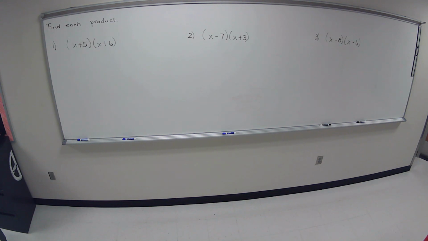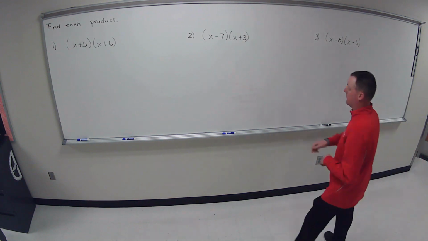How many multiplications should be happening when you multiply a binomial and a binomial? Four. What acronym, favorite four-letter F word, do we use for that multiplication? We use FOIL. Who remembers what FOIL represents? First, outside, inside, and last. Let's look and see how that looks in problem number 1.